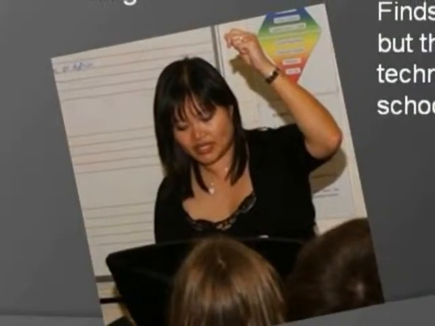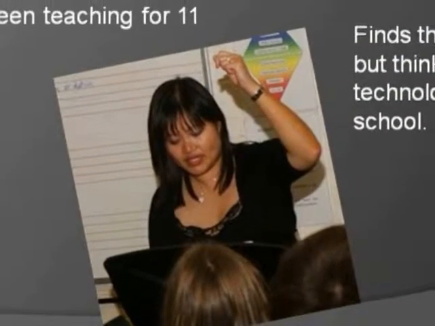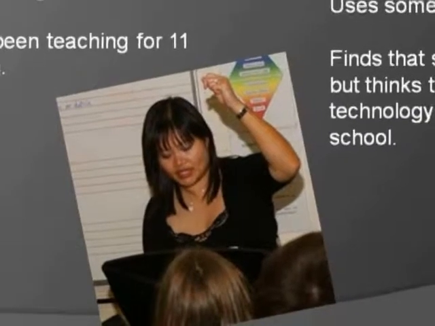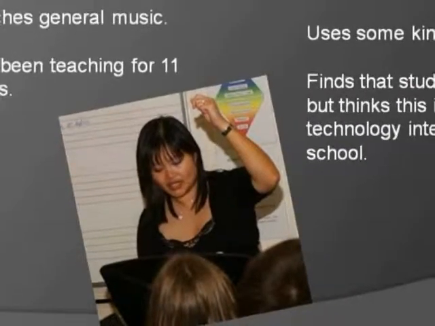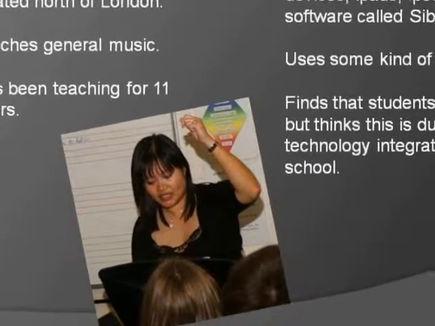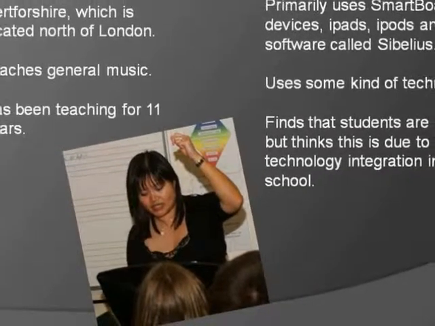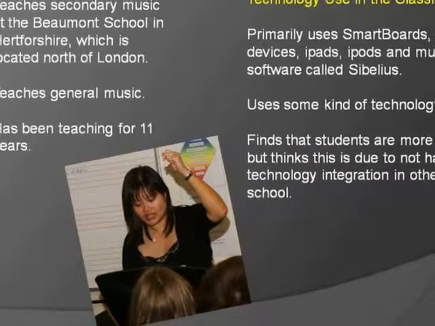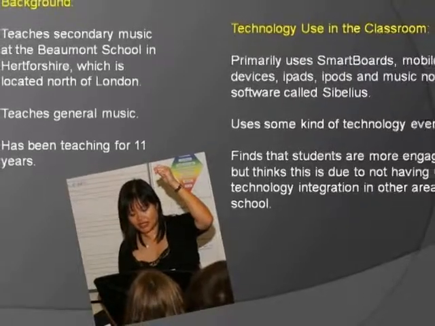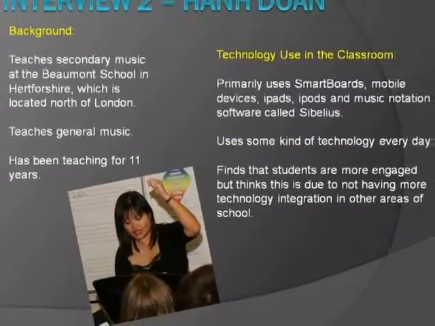Han Doan of the Beaumont School, north of London, uses technology in a larger variety of ways and on a daily basis. Some technologies include smartboard, mobile devices, iPads and iPods, and a popular music notation software called Sibelius. She feels her students are more engaged, but wonders if this is because they do not get a lot of technology integration in other subjects.